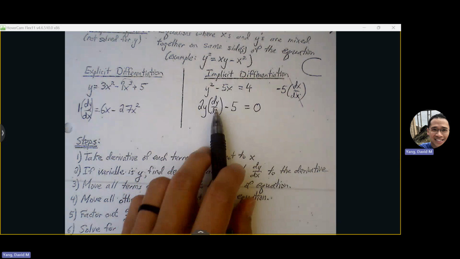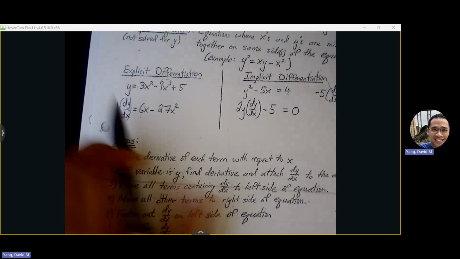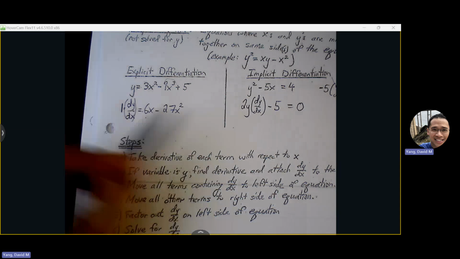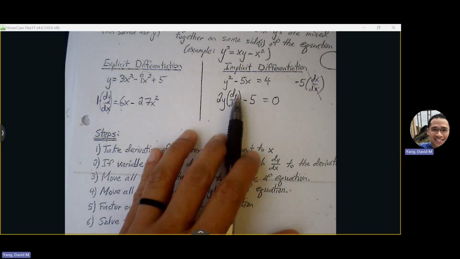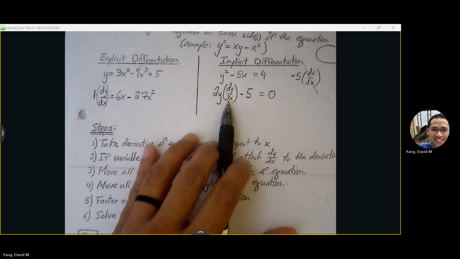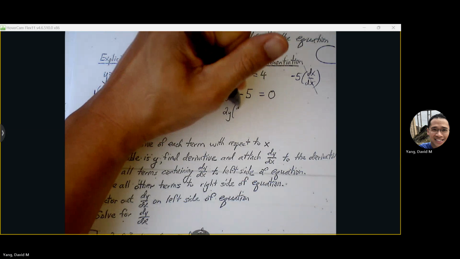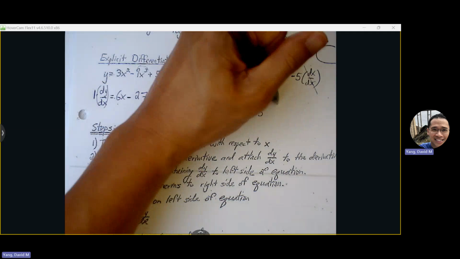Now, after this, we just have to solve for dy dx. Before, we never had to solve for dy dx, because y was always by itself, so the derivative was always going to be by itself regardless, because everything was already on the right side. The one additional step we have to take is algebraically add, subtract, divide, whatever it takes to get this variable by itself. So I'm going to add 5 to both sides, and then divide by 2y.